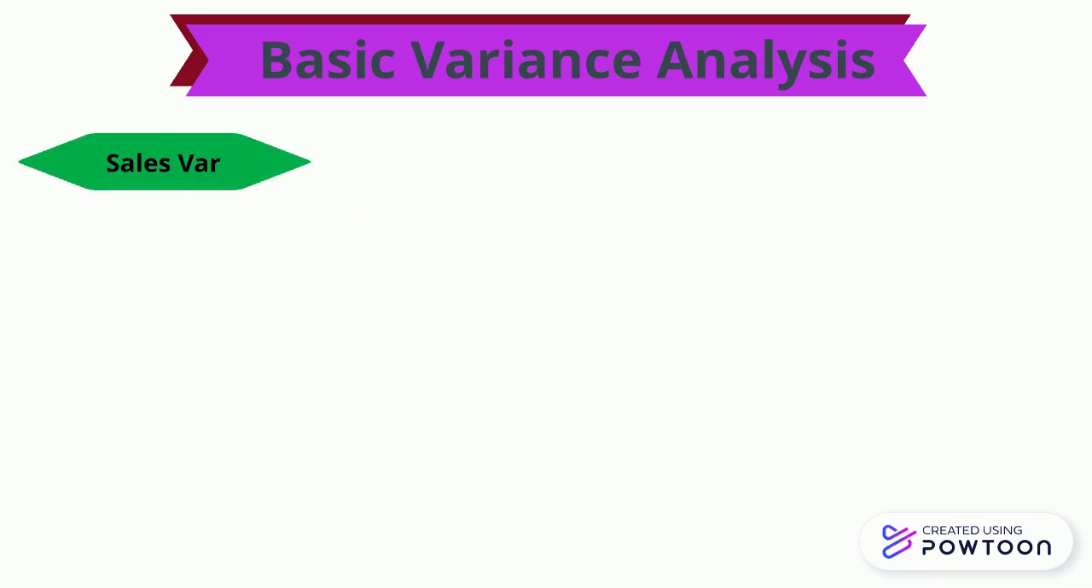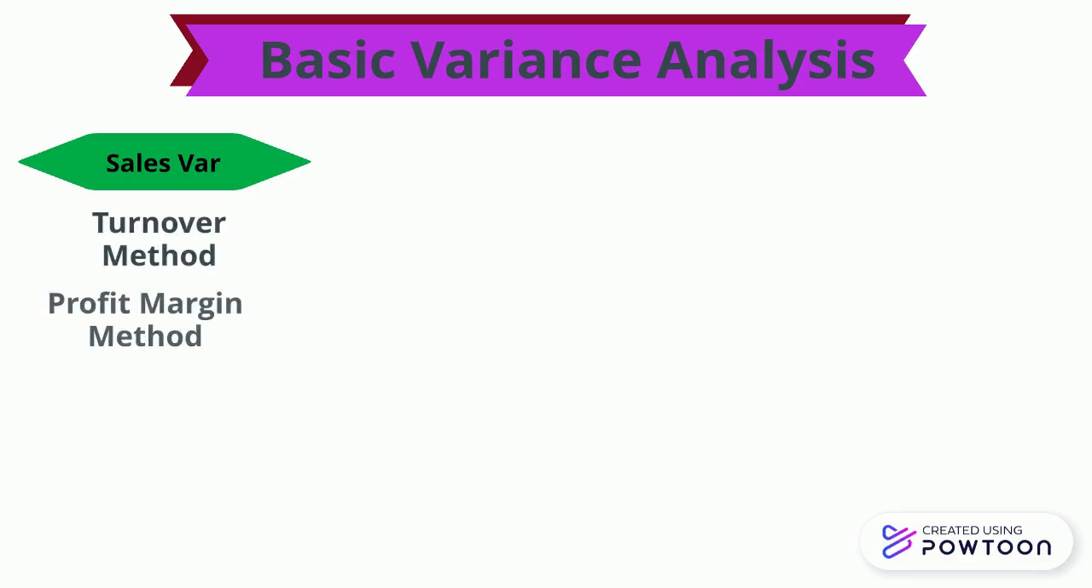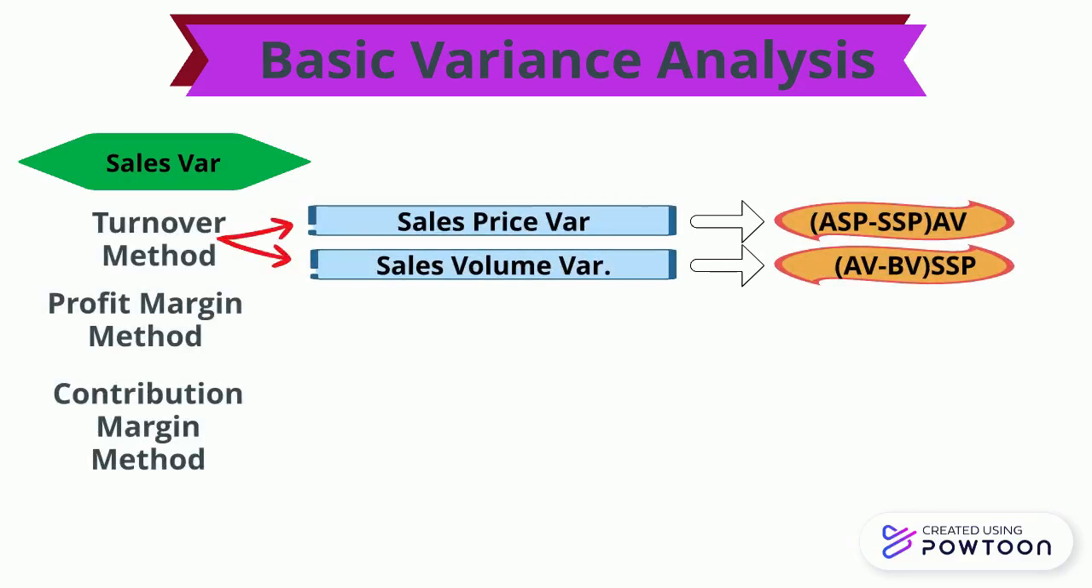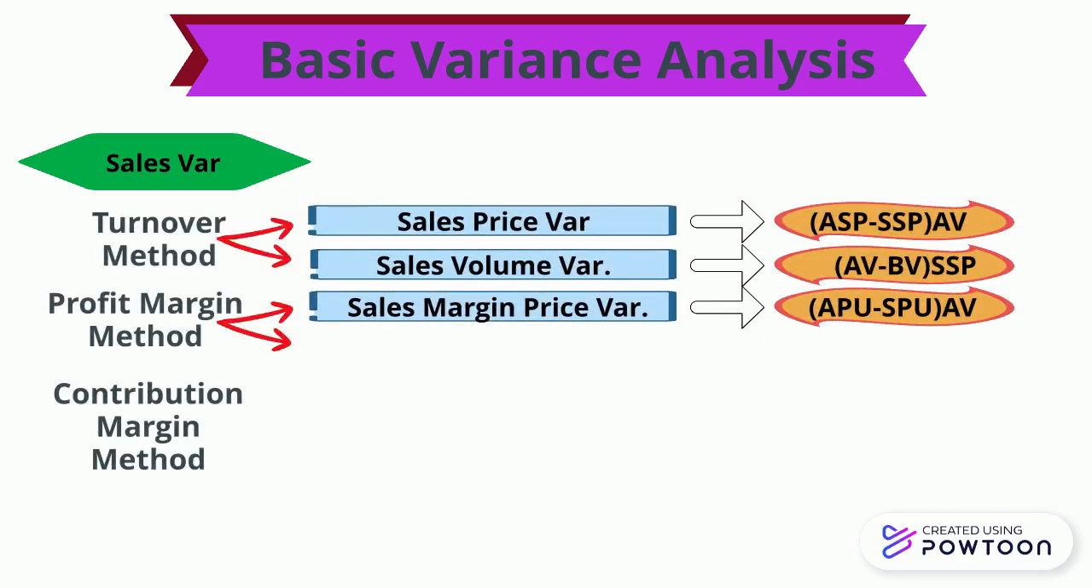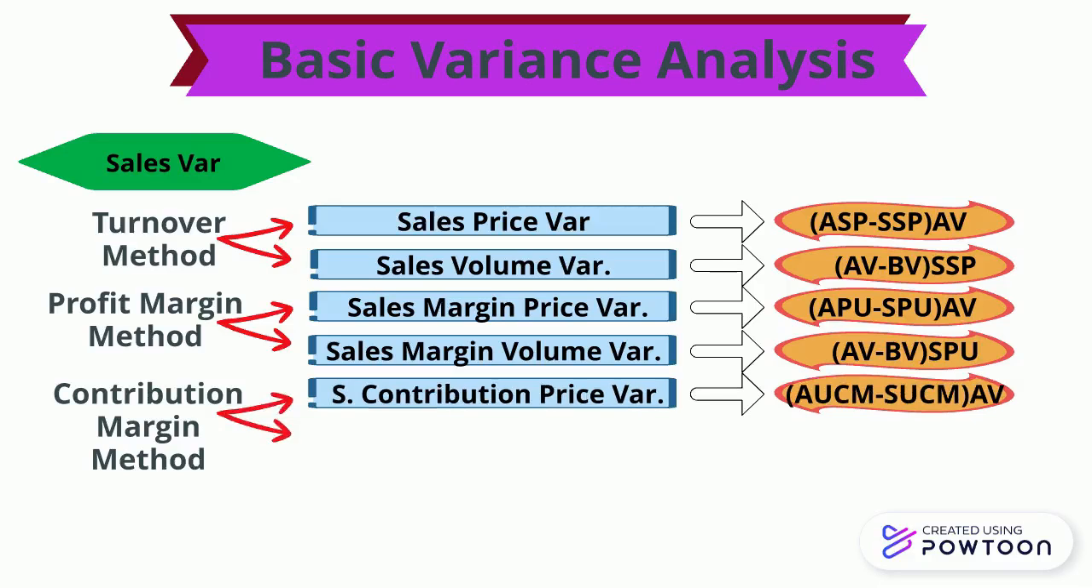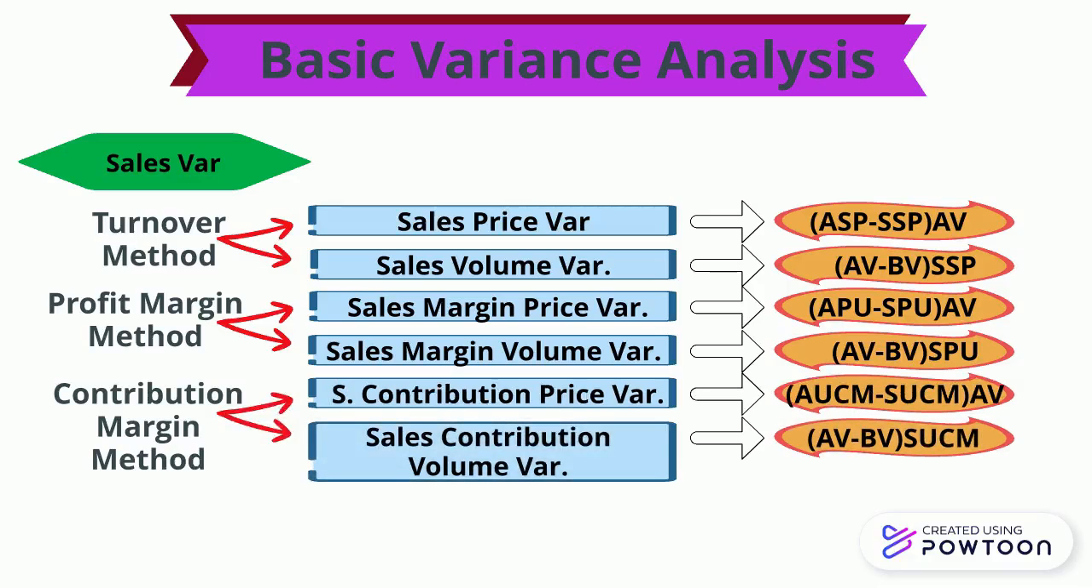There are three methods under sales variance, which are turnover, profit margin, and contribution margin method. Turnover method consists of sales price variance and sales volume variance. Profit margin method consists of sales margin price variance and sales margin volume variance. Contribution margin method consists of sales contribution price variance and sales contribution volume variance.